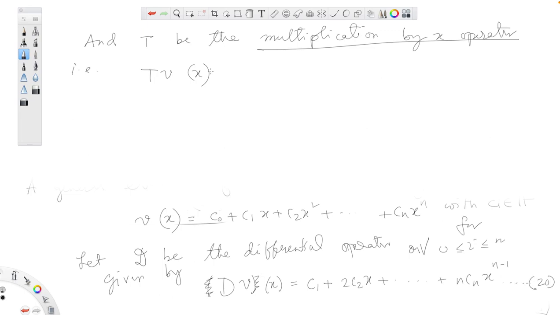Tv is a new polynomial function, which is expressed in this way. Dv is a new polynomial function, which is given by this expression. So Tv is the new polynomial function given by Tv of x is equal to x times v of x, which is c0x plus c1x squared plus c2x cubed plus all the way up to cnx to the n plus 1. This is equation number 21.